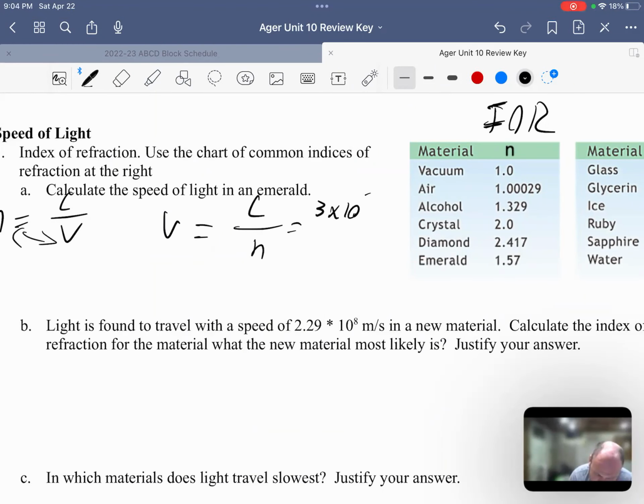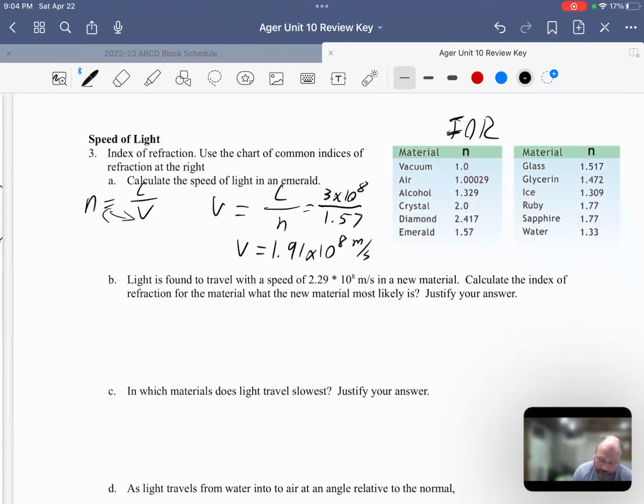3 times 10 to the 8th. Remember, C is 3 times 10 to the 8th divided by N, and we want Emerald, so we'll come over here to 1.57, and I get a velocity. When I solve that, I get a velocity of 1.91 times 10 to the 8th. It's always times 10 to the 8th meters per second. It's not going to slow down that much.